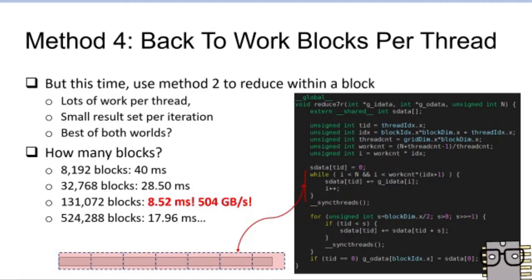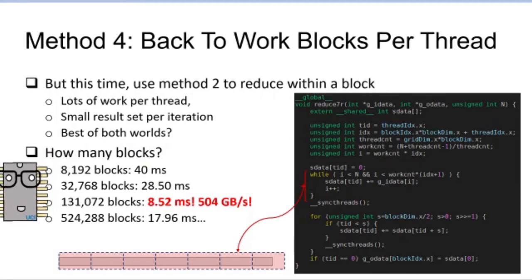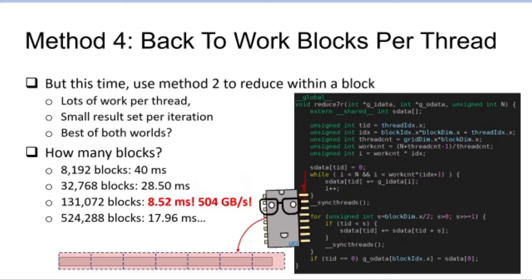The issue here is that the performance is still as before: it is still sensitive to the number of blocks that we spawn, so the total number of threads, and we'll get into why in a bit. But the bottom line is that if I spawn 8K blocks, it takes 40 milliseconds; 32K blocks, 28 milliseconds; 131K blocks, 8.52 milliseconds. That's very near the peak we want to get, because at this point we're reaching the bandwidth of 504 gigabytes per second. The peak we can get is 616 gigabytes per second. That's the theoretical performance. Considering kernel invocation overheads and things like that, these are actually pretty good numbers.